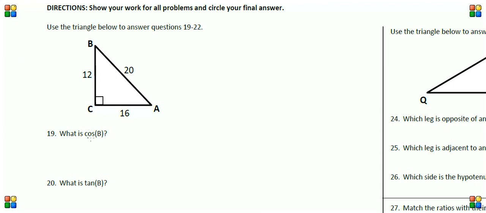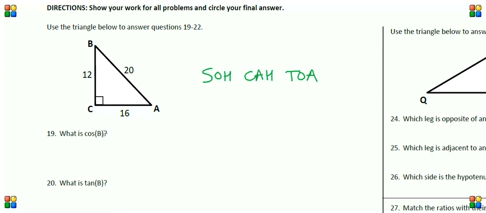Now, as soon as I see that word cosine, class, I'm going to go ahead and write out SOHCAHTOA, because I know somehow I'm going to be using that. SOHCAHTOA. Okay, so what is cosine of angle B? We know cosine is adjacent over hypotenuse.